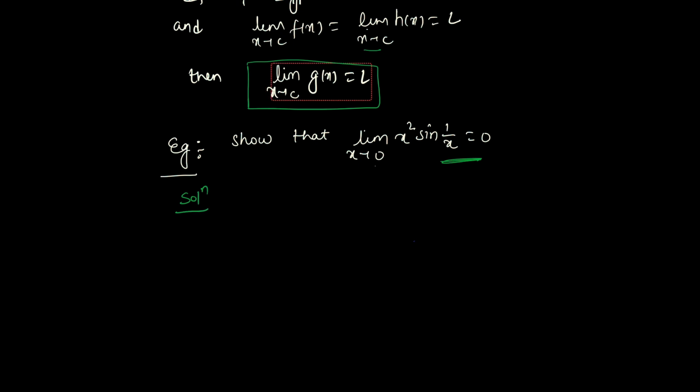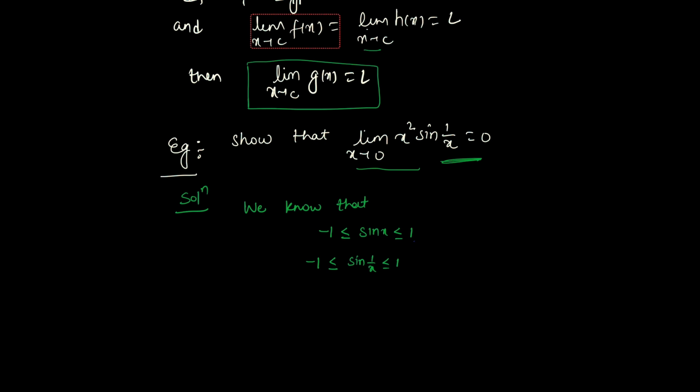We have to show that the limit as x tends to 0 of x squared sine 1 by x equals 0, by the help of the squeeze theorem. First of all, we know that the range of sine x is always between minus 1 and 1. Now we can also say that the range of sine 1 by x is also between minus 1 and 1.